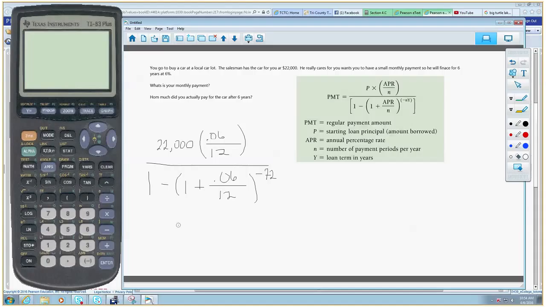And that's going to be 22,000 times 0.06 over 12, over 1 minus, and I'm just going to do this, 1 over 1 plus 0.06 divided by 12 raised to the what power? 72nd power.